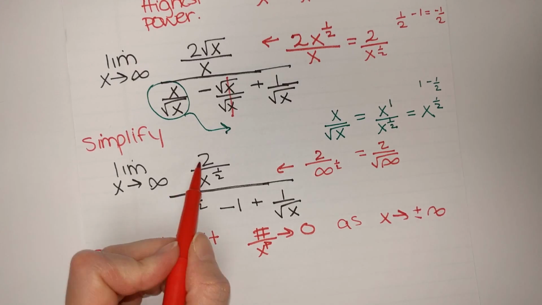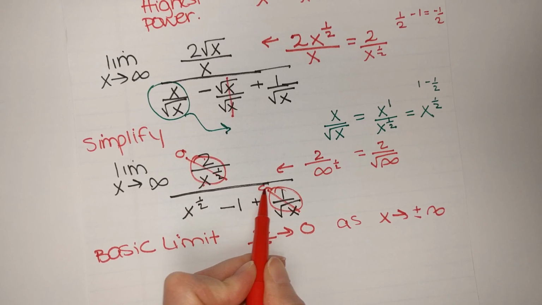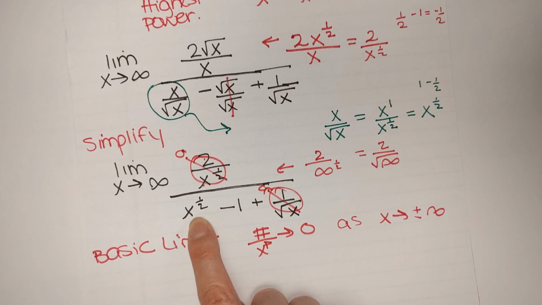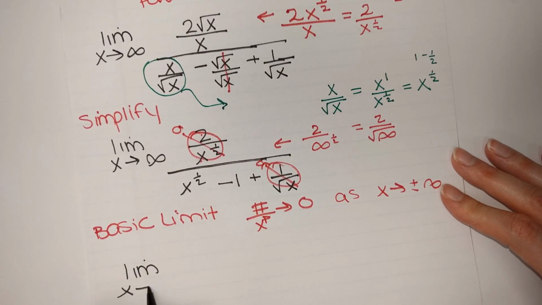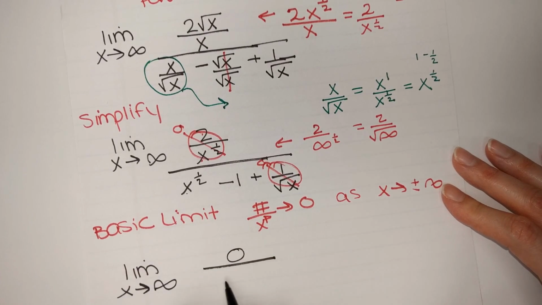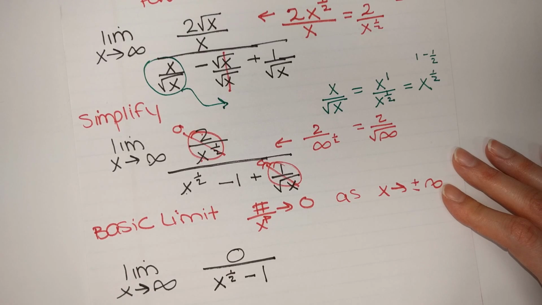Okay? So this 2 over x to the 1/2 is going to go to 0. This 1 over the square root of x is also going to go to 0. Now this x to the 1/2 here is not going to go to 0. So let's focus on that basic limit law. We now have 0 over x to the 1/2, minus 1, and then the plus 0.